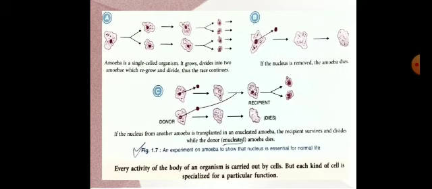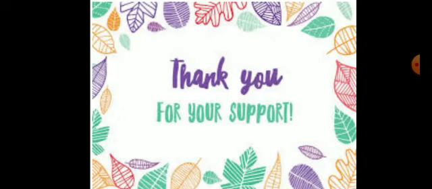So if you inject the nucleus from amoeba A into B, the recipient survives, as you can see in the first reaction, and divides, but the donor will die because now it becomes enucleated. So from this experiment you can easily understand that the nucleus plays a very important role. It controls our body.